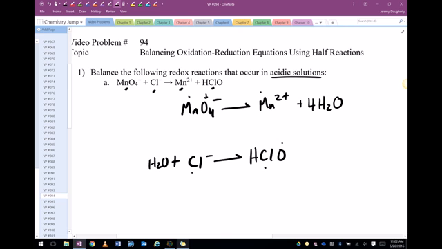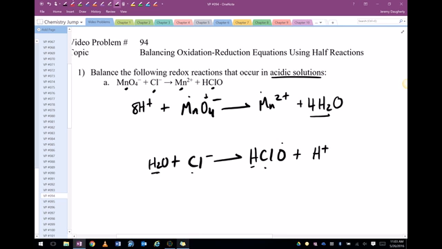And now you balance hydrogen by adding protons. So I've got 8 hydrogens here. That means I'm going to add 8 protons here. I've got 2 hydrogens here, 1 hydrogen there, so I'm going to add 1 proton to this side.